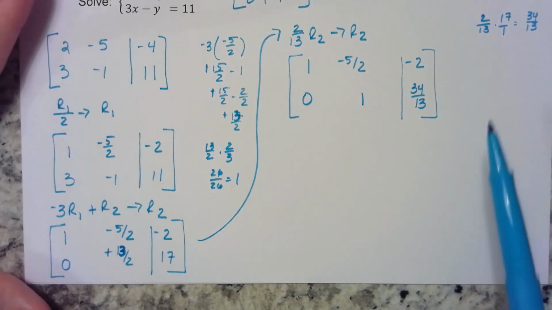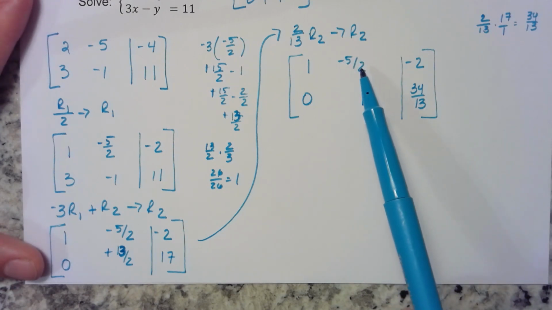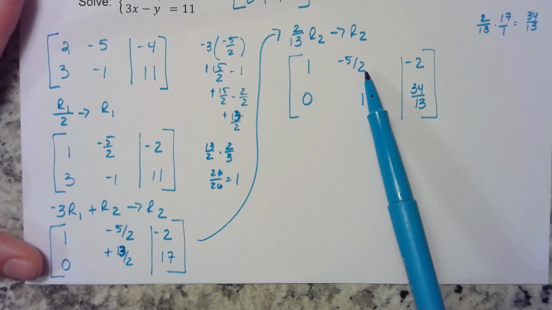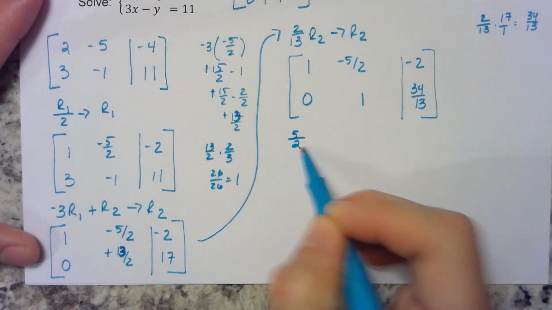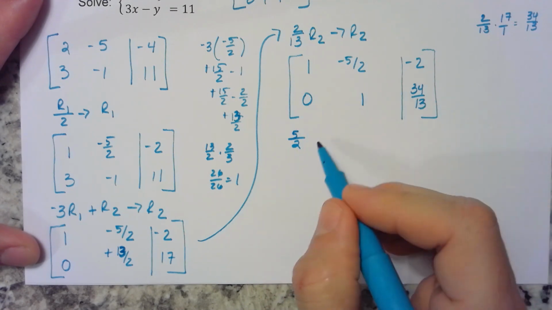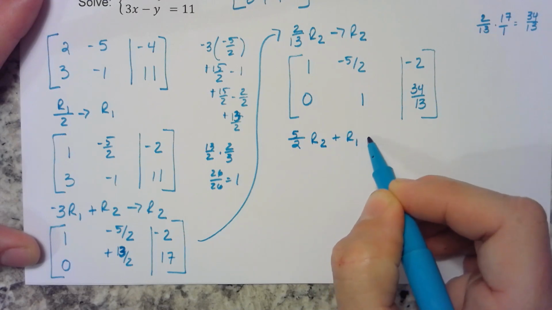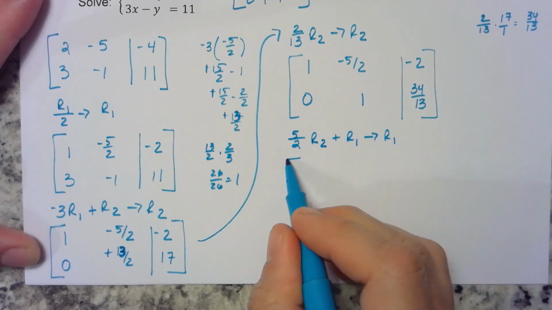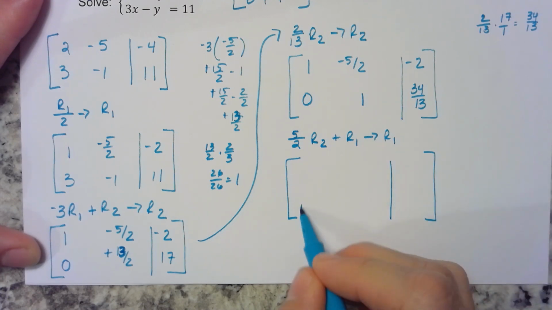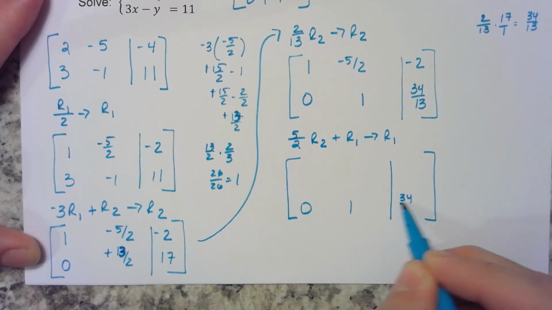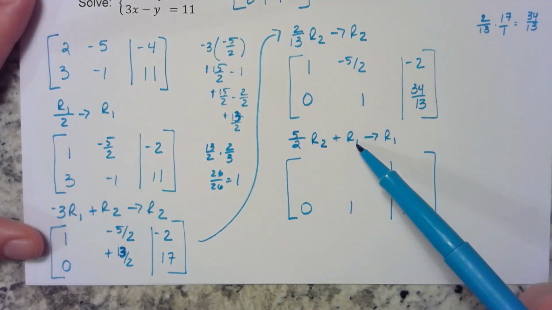We really just have one more step. We need this to be a 0. What do you add to -5 halves to get 0? You add a positive 5 halves. Multiply it by the row with the 1 in it, that's row 2. Add it back to row 1 to get a new row 1. That means row 2 stays the same. So 5 halves times row 2 plus row 1.